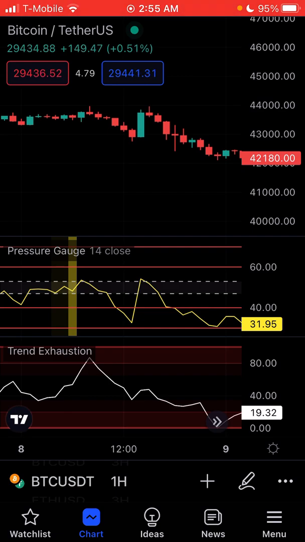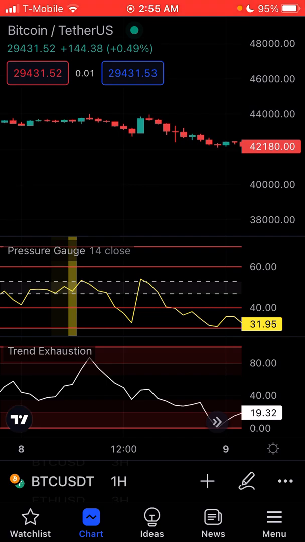But if you see the trend exhaustion more on the bottom, when you see the pressure gauge, more likely it's going to start going up. So anyway, these are kind of what I figured out when I've messed around with this guy's indicators.